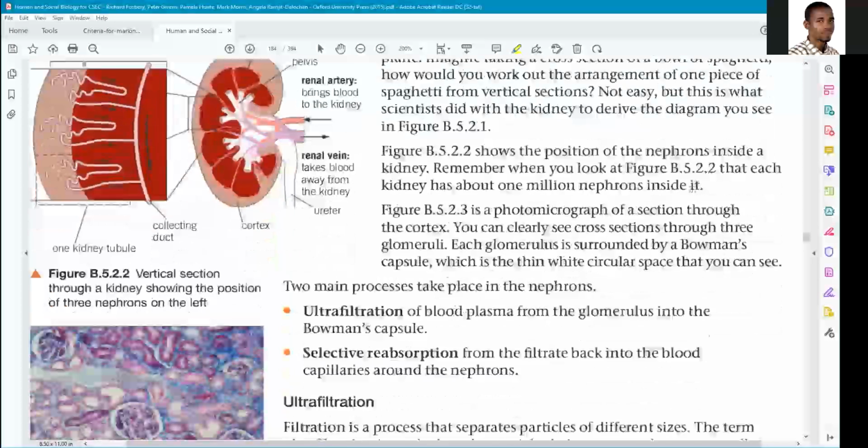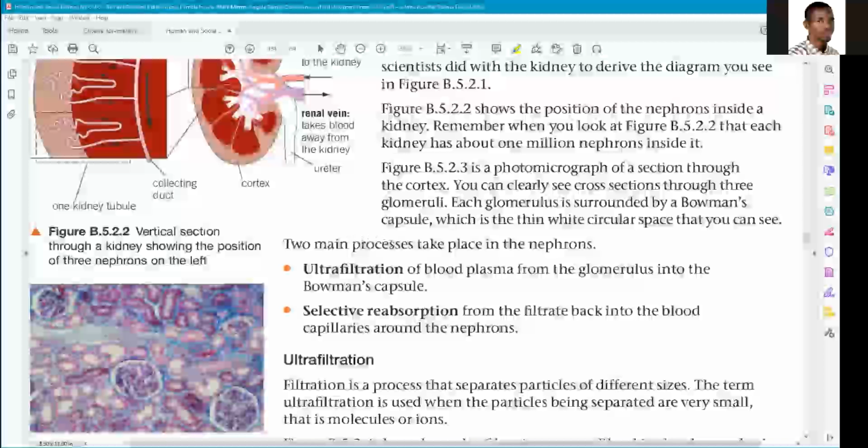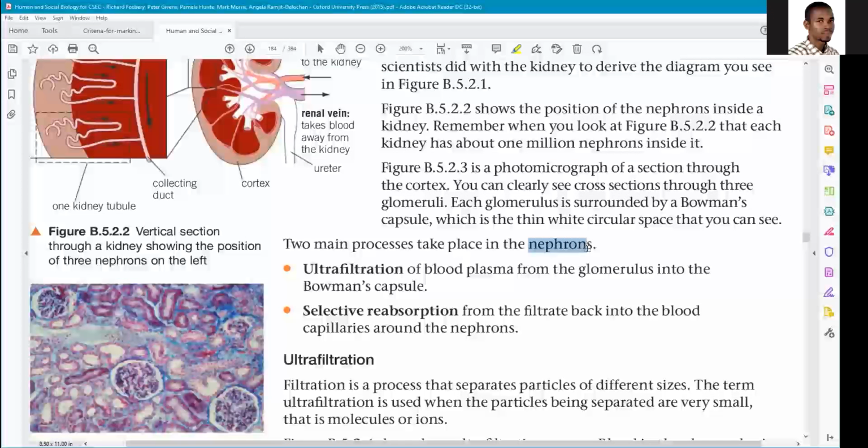Let's go down to this part. The two main processes taking place in the nephrons. Remember, the nephron is the same kidney tubule, but this is the correct biological term we should use to describe it, the nephron. Ultrafiltration, that's the first process, and then selective reabsorption, that's the second process. These are the two main processes taking place in the nephron.